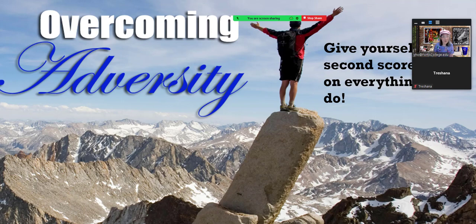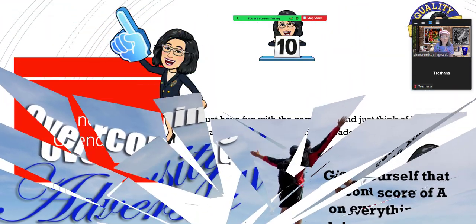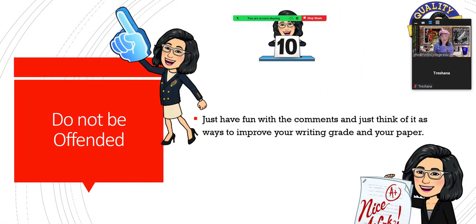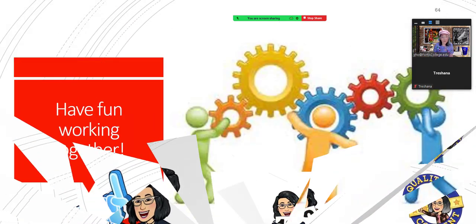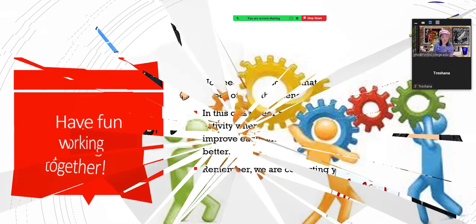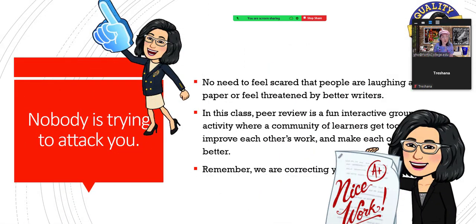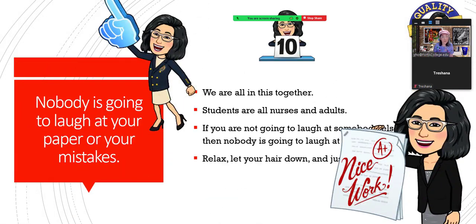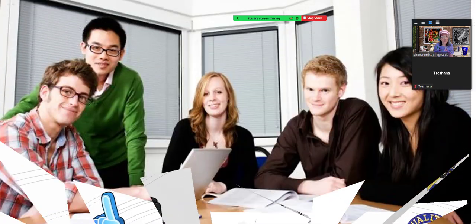And I think that Martin Luther King, in his sermons, says it so much better. I'm going to have to look that up. So basically, do not be offended and have fun with the peer review process and have fun working together. Nobody is trying to attack you. Nobody is going to laugh at your paper. We are all in this together.